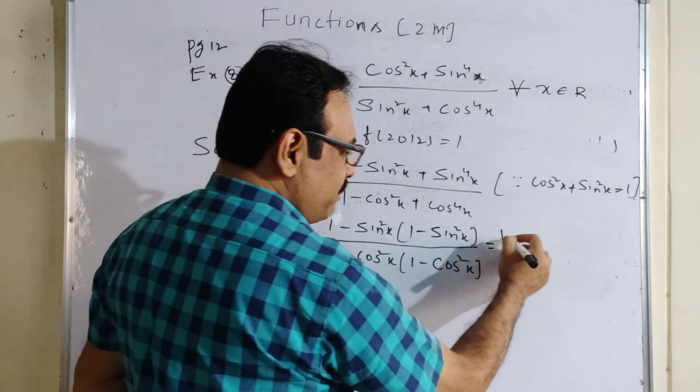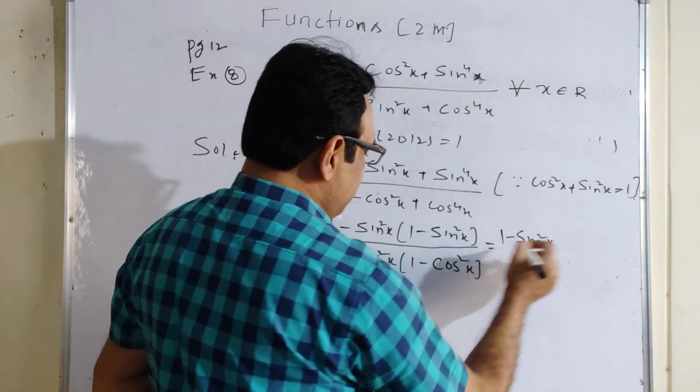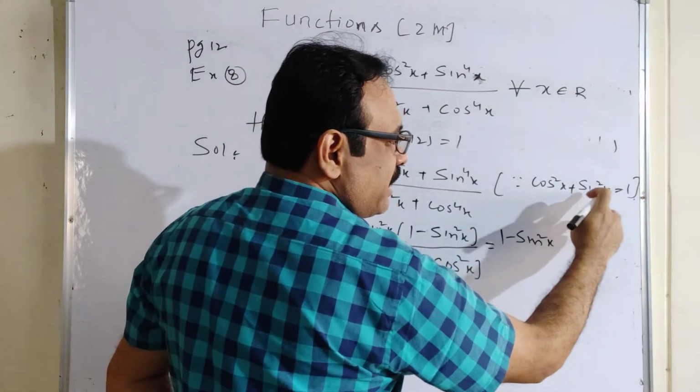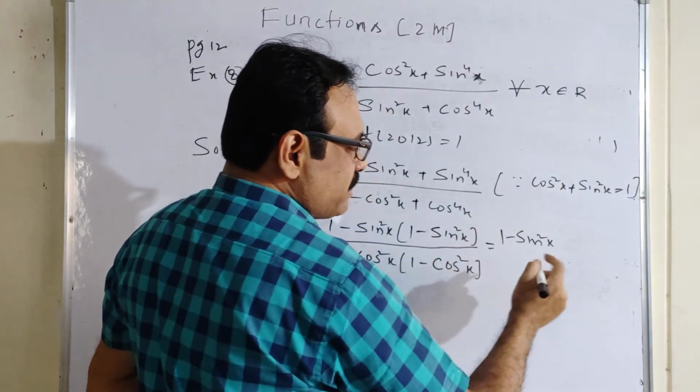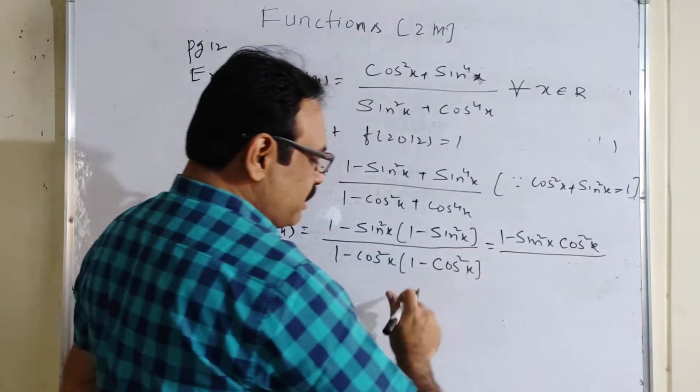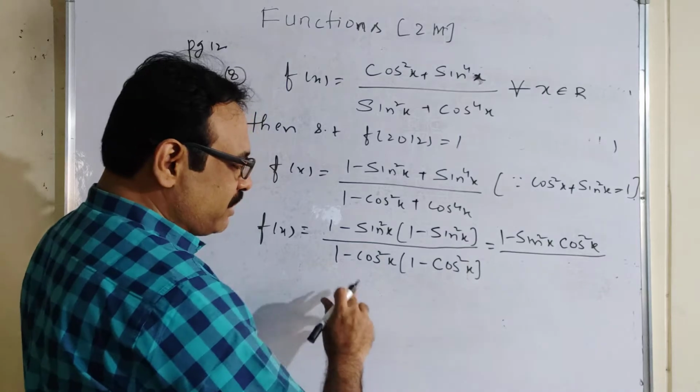Now for the next step I will write it this way: 1 minus sine square theta. If I transpose this to the right hand side, 1 minus sine square x is equal to cos square x, that is, 1 minus sine square theta is cos square theta. So 1 minus sine square x is cos square x.